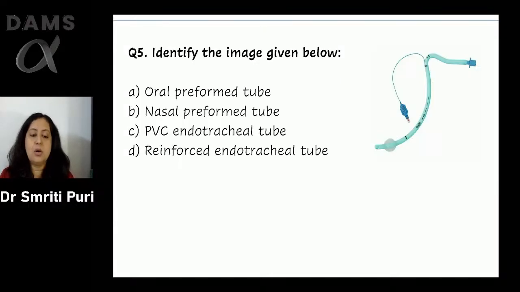Please answer, all of you please answer this question. I have shown the visuals of such a question in my previous session. So please answer, all of you.